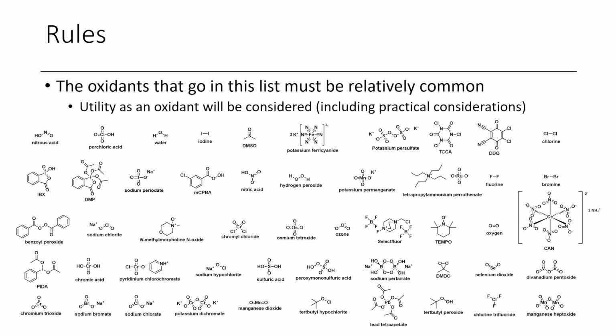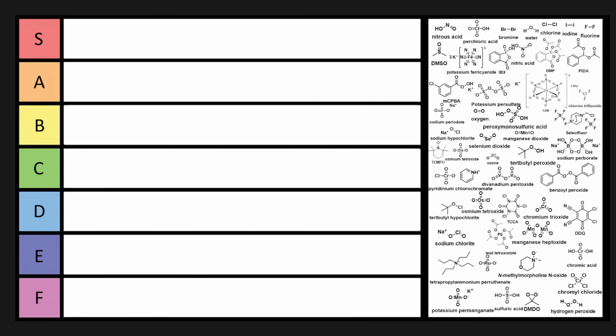The oxidants that we're going to be ranking today have to be relatively common ones. Some of these have specific applications, but overall, if they're included and they're not that common, they're pretty meme compounds that you might want to be familiar with. Additionally, we're going to be considering how useful they are as an oxidant, so how much you want to work with them, how much cool stuff you can do with them, etc. So let's get started. Let's start with a nice easy one like DMSO.